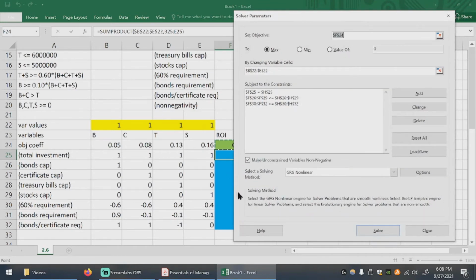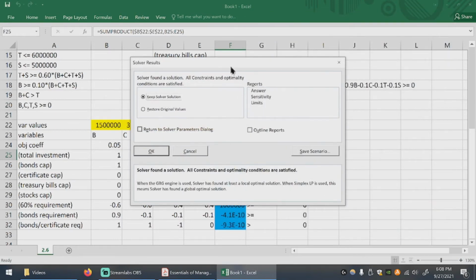See how the yellow numbers are going to change. I check to make sure they have the non-negativity constraint. But for some reason, my default is always nonlinear. Genetic algorithm. No, I don't want to do that. I don't know what GRG stands for, actually. It's not genetic. Anyway, I want simplex algorithm because everything's linear. I solve.